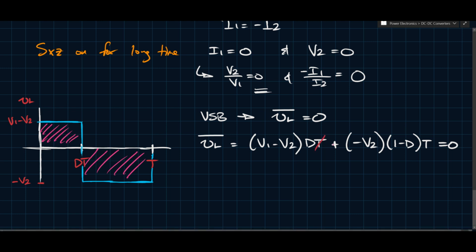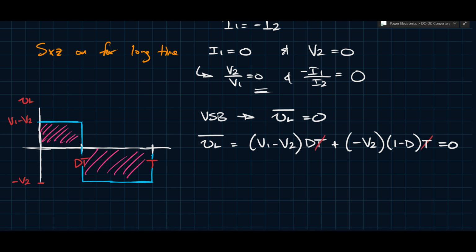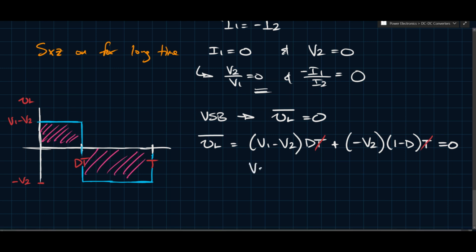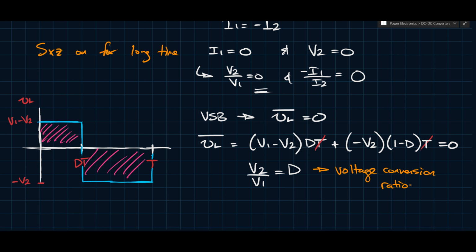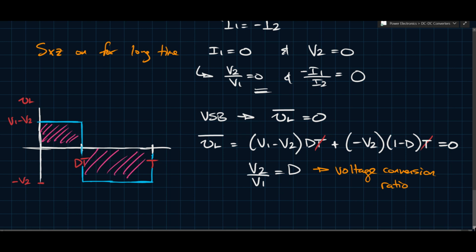And of course, this time parameter cancels out because these are averages, so you shouldn't have time in there anyways once you're done with everything. And if you simplify this, you'll find that V2 over V1 is equal to d. Okay, and again, we call this thing the voltage conversion ratio. And so it basically tells you how the voltage is converted from one terminal or one port to the other. And depending on the direction of power flow, you'll have a couple of different things happening here. So that's the voltage conversion ratio.